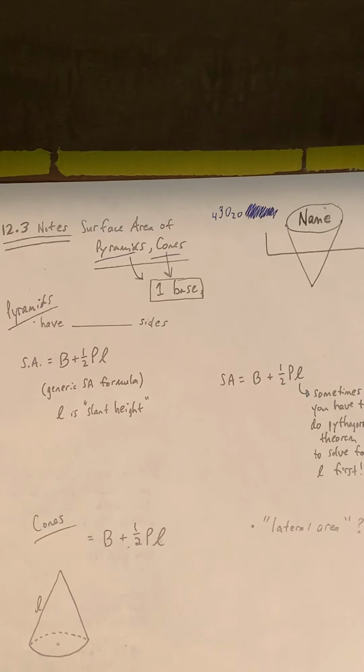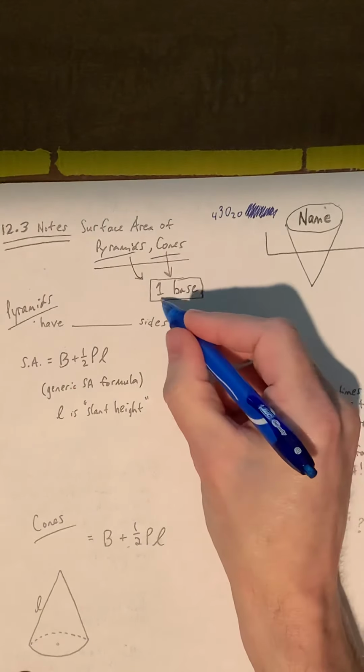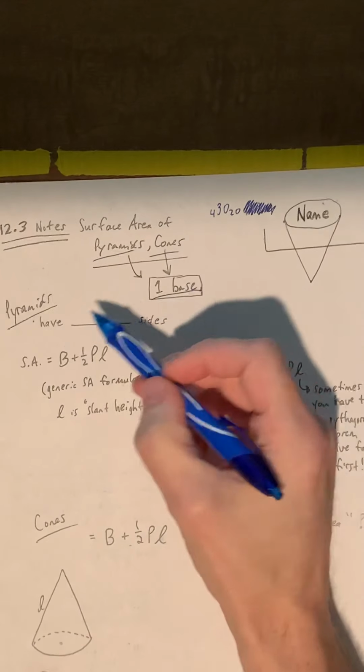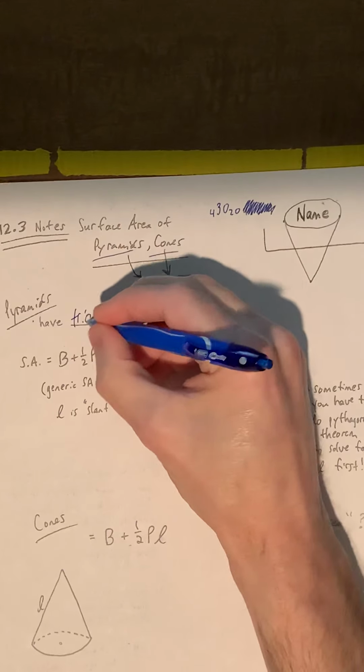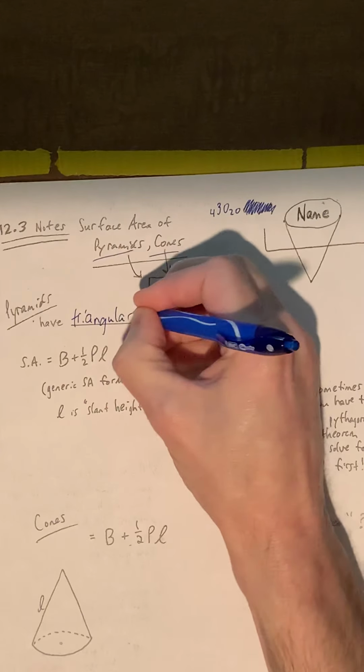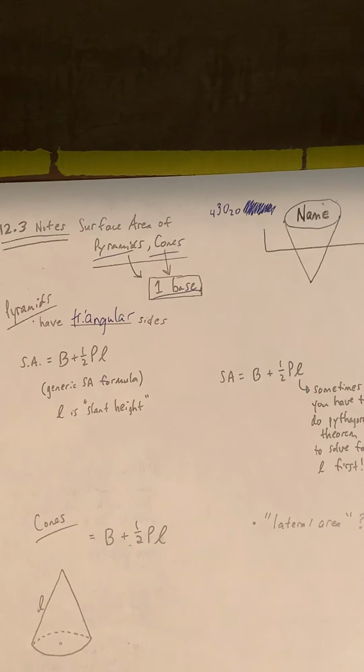Now, the main thing that makes a pyramid and a cone is that they only have one base, okay? Prisms and cylinders had two bases. Pyramids and cones only have one base, okay? Pyramids have triangular sides. We saw that prisms have rectangular sides in 12.2. Pyramids rather have sides that are triangles. And then the base is maybe a triangle or a square, or maybe even something like a pentagon or a hexagon possibly. But pyramids are named by the shape of the base, but the sides are always triangles, okay?